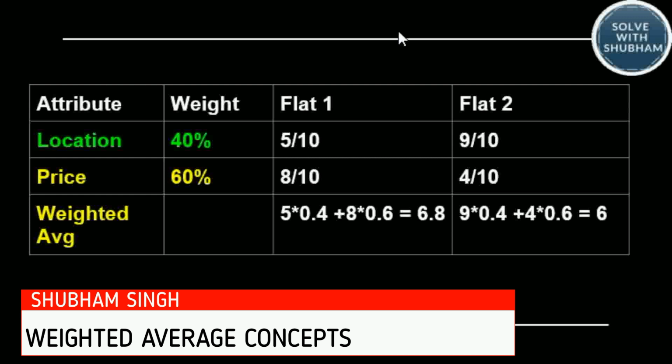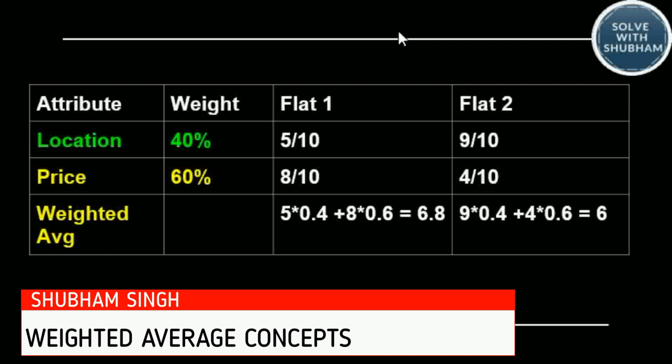So flat 1, on location it was 5 on 10 and price it was 8 on 10. So it is 5 into 0.4, your attribute rank into the weight which is given to the attribute, plus 8 into 0.6, 60 by 100, which comes as 6.8.